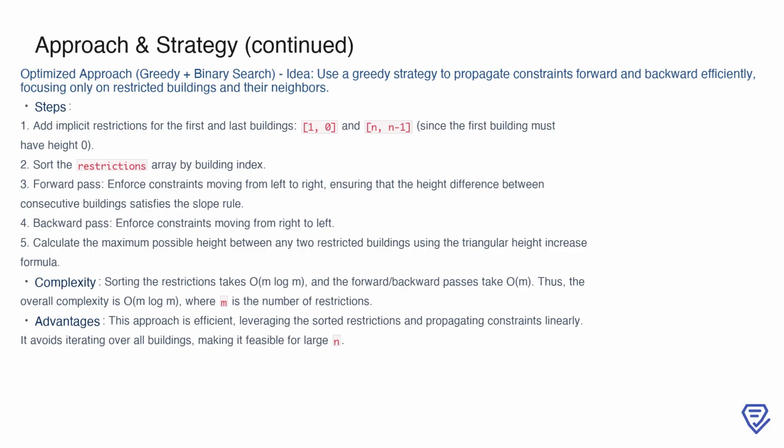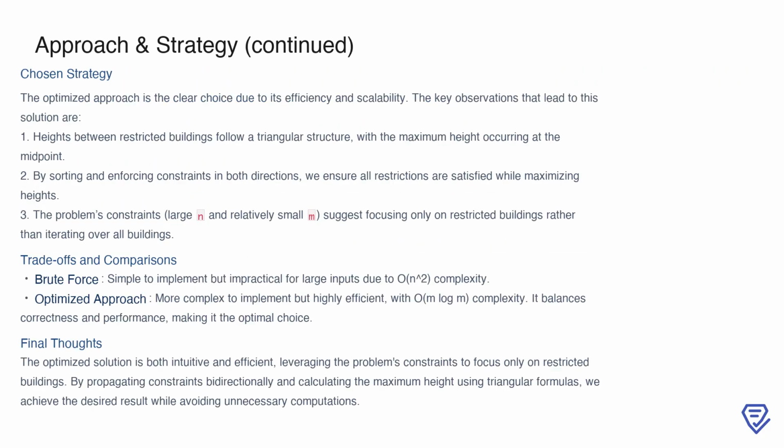This approach significantly improves efficiency, as sorting the restrictions takes m log m, and the forward and backward passes take linear time, resulting in an overall complexity of m log m. This makes it suitable for large n, as the focus remains on the smaller set of restricted buildings. The optimized approach is the clear choice for this problem because it is both efficient and scalable.